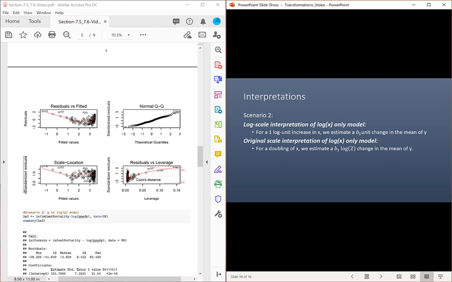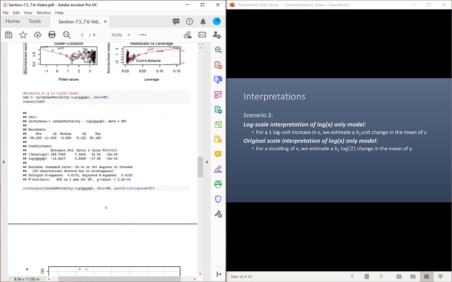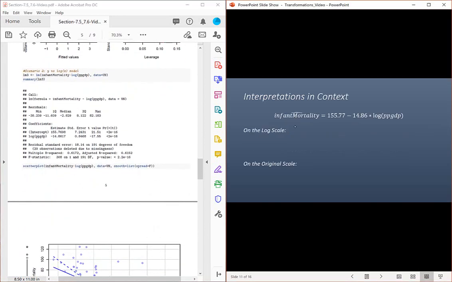For a log scale interpretation, we see that for a 1 log unit increase in x, we estimate a slope unit change in the mean of y. For our original scale interpretation, for a doubling of x, we estimate a slope times log 2 change in the mean of y. Returning to the GDP dataset, we find the estimated regression equation. Our estimated infant mortality is equal to the y-intercept, 155.7698, minus the slope, 14.86, times the log of GDP.